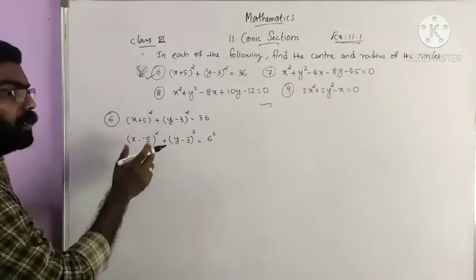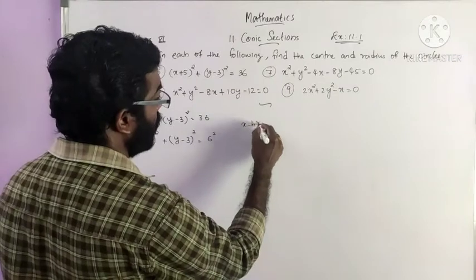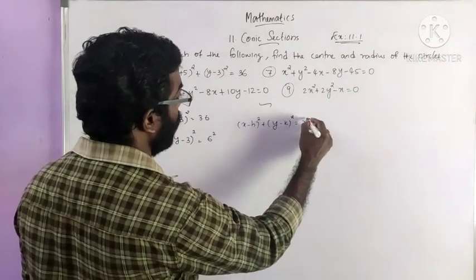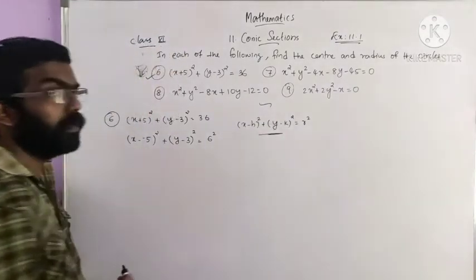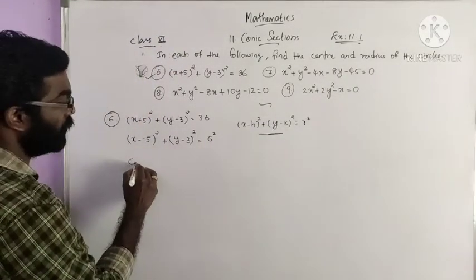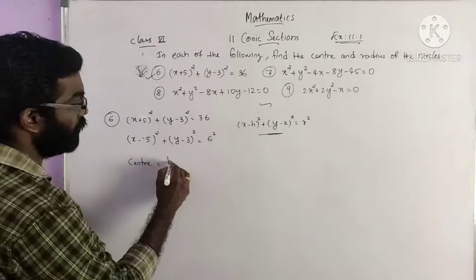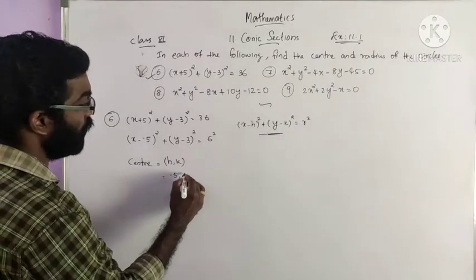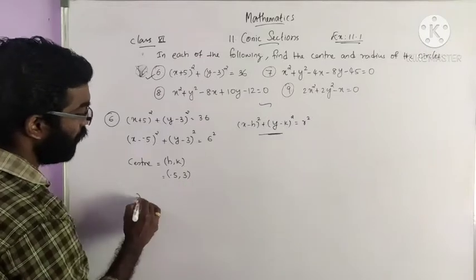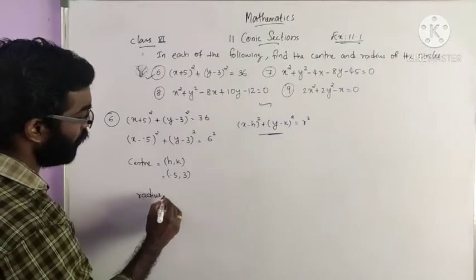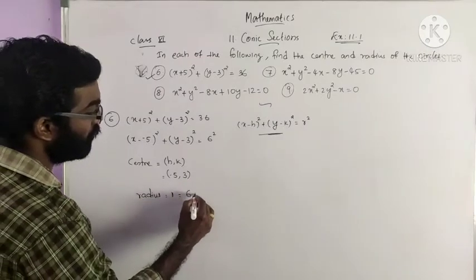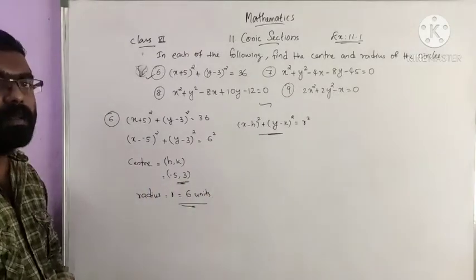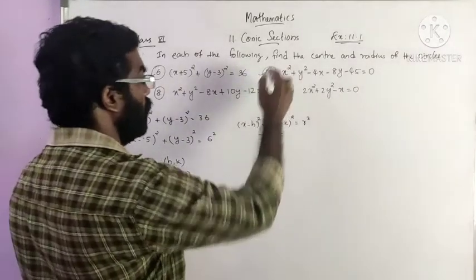Now we can compare this to x minus h the whole square plus y minus k the whole square equal to r square, the general equation. Okay, so we know the center is h comma k, here minus 5 comma 3, and the radius is r, so radius r is equal to 6 units. Okay. Now consider the next one.